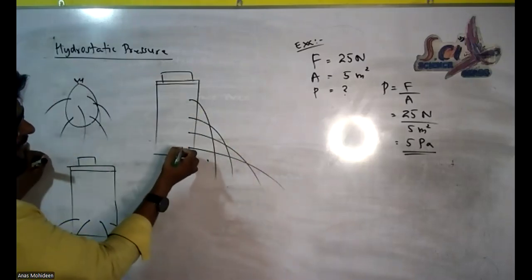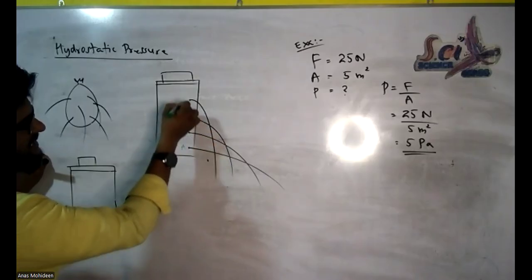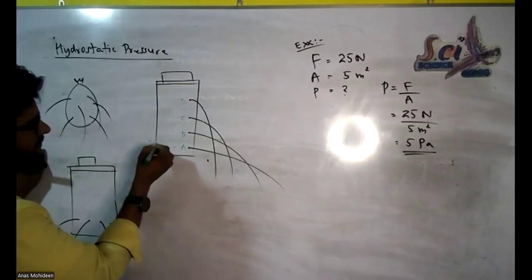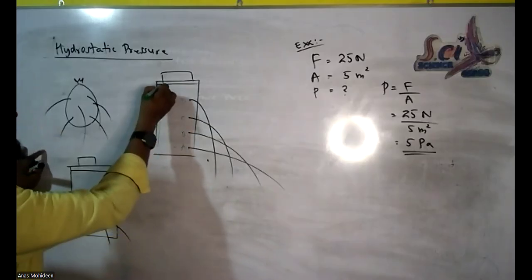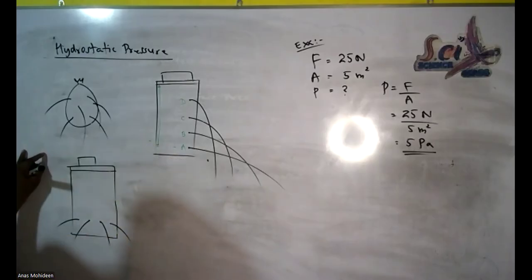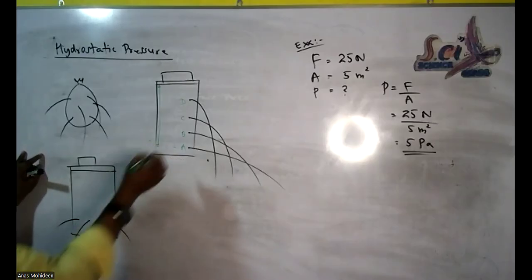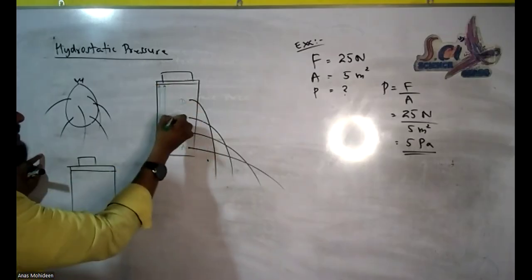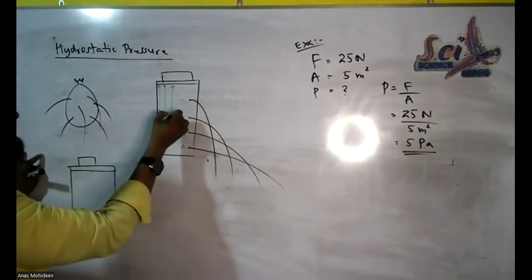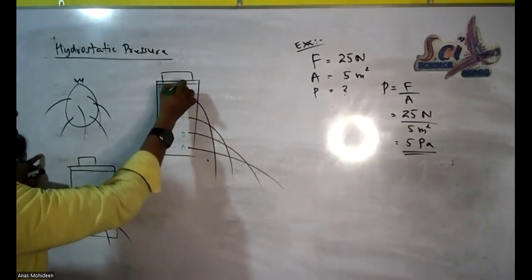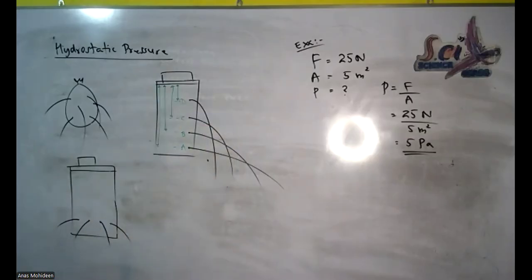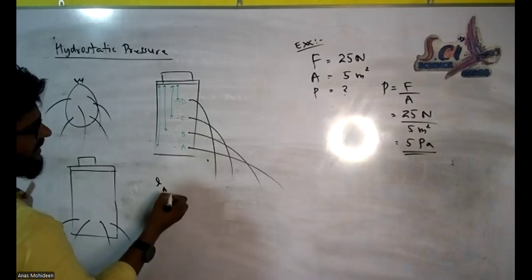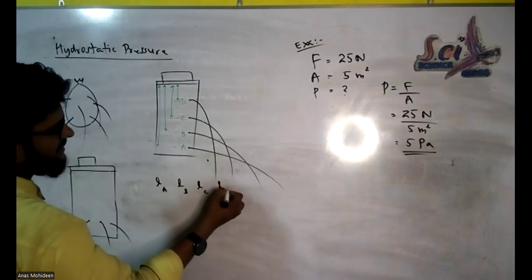Let me take this as the points A, B, C, D. When you take the point A, this is the height of the liquid column above the point A, right? And when you take the point B, this is the height of the liquid column. And point C, it is the height. And point D, this is the height, right? So we take the liquid columns here, liquid column of A, B, C, D.